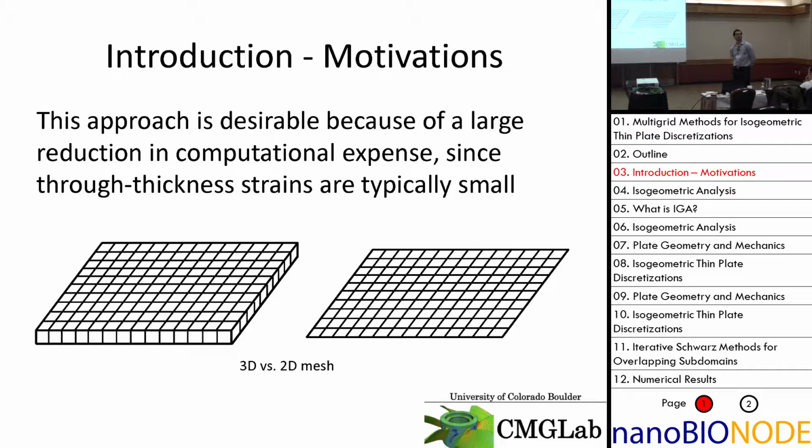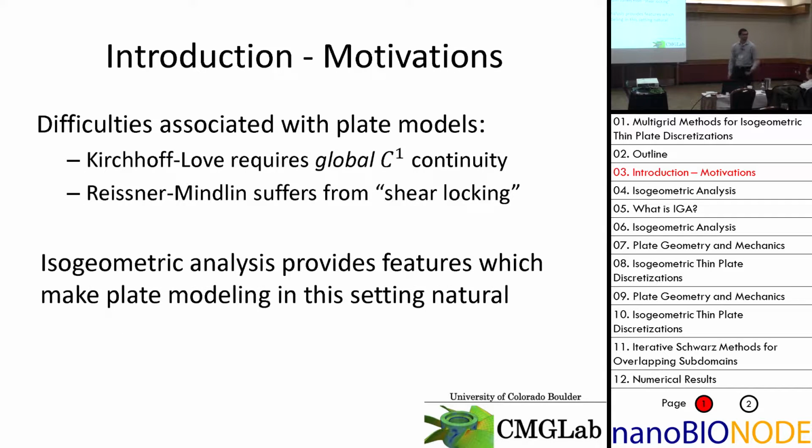So we model plates as 2D manifolds of a 3D object. So that reduces the computational complexity because you don't have to deal with the actual 3D mesh. You just model what's called the mid-surface of your plates, and you account for through thickness effects through the strain energy tensor, which we'll discuss a little later. But as with everything, there's no free lunch. So there's some difficulties associated with these plate models.